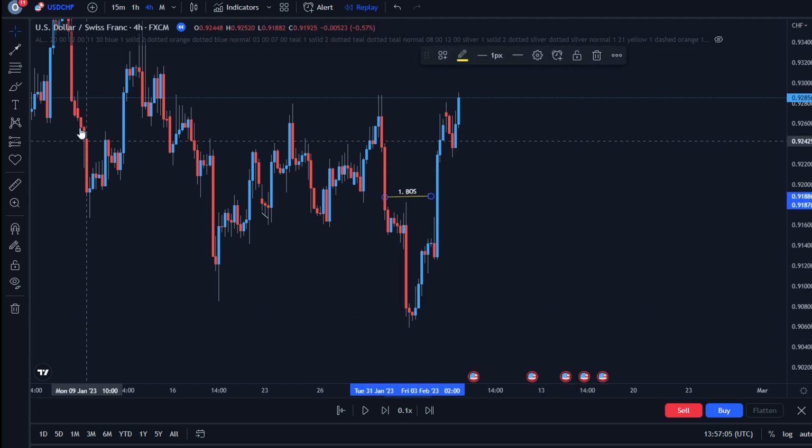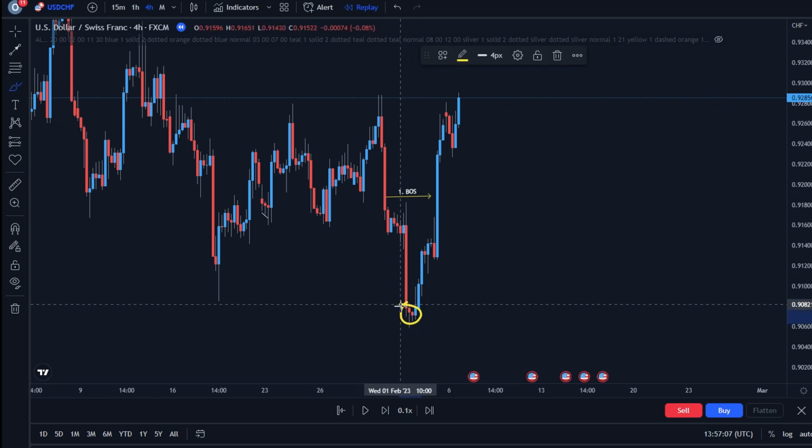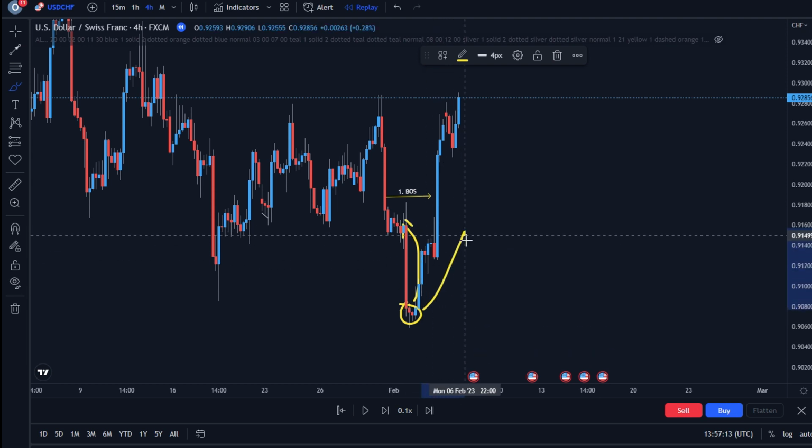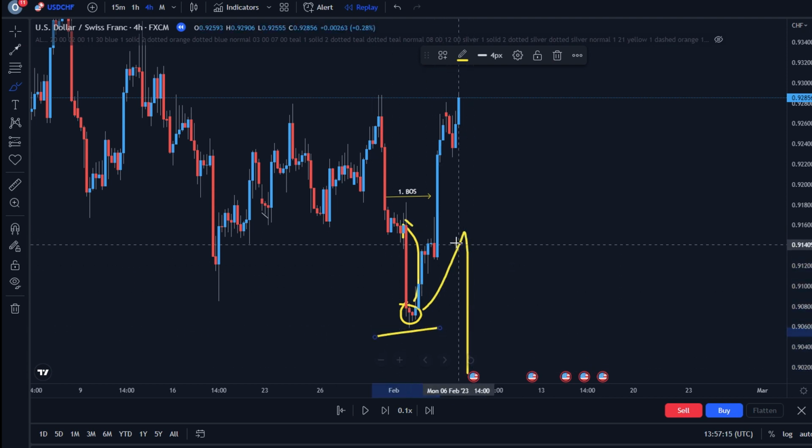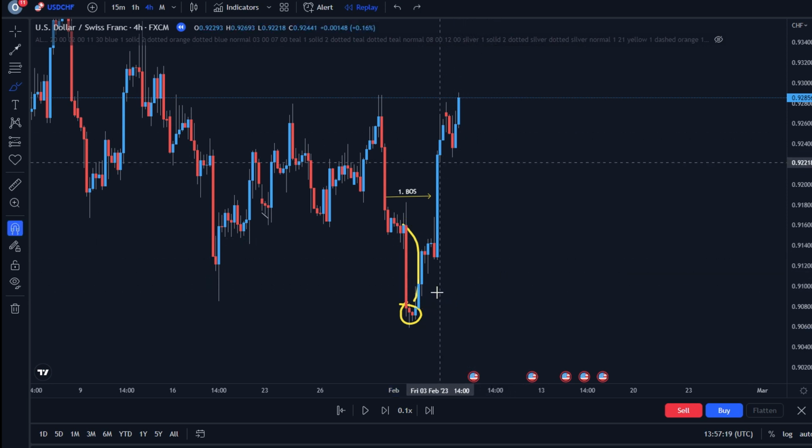because this move down here was started from here. Therefore, if price was bearish, it should have gone there, then go and create another lower low, and this would have been the lower high. But instead, price did the opposite and broke above this area. Therefore, this is a very clean break of structure.